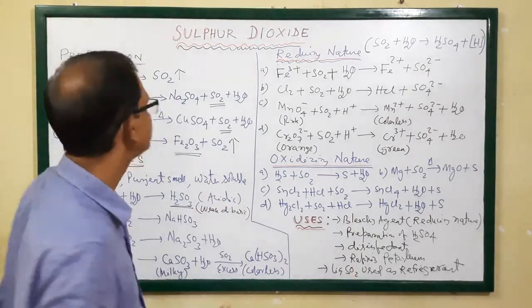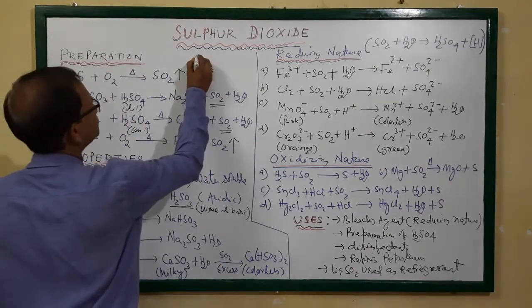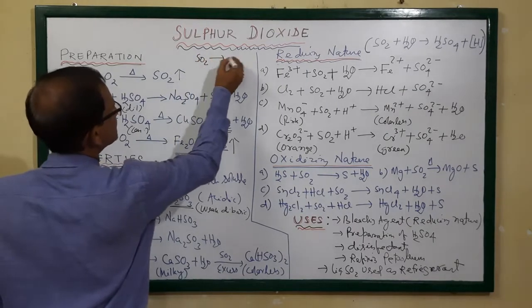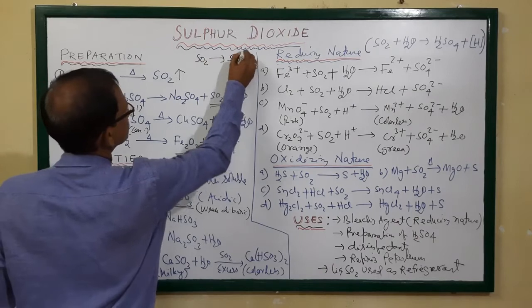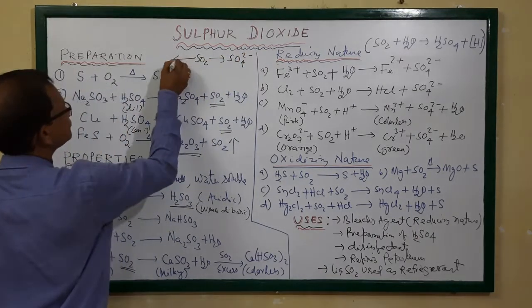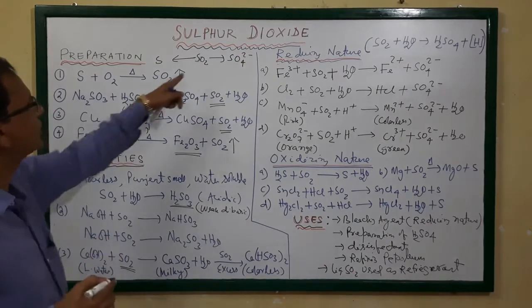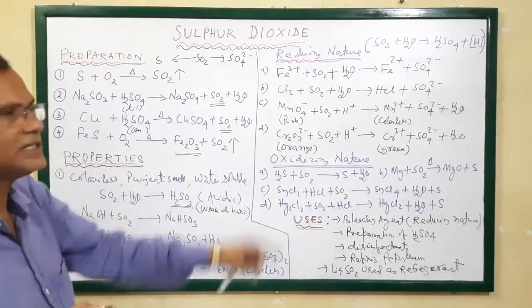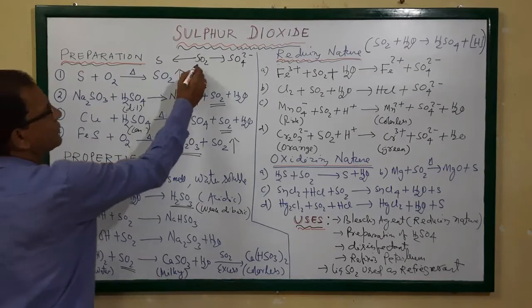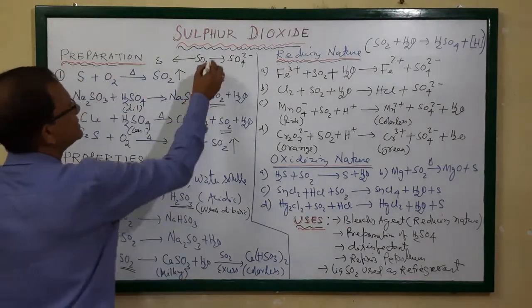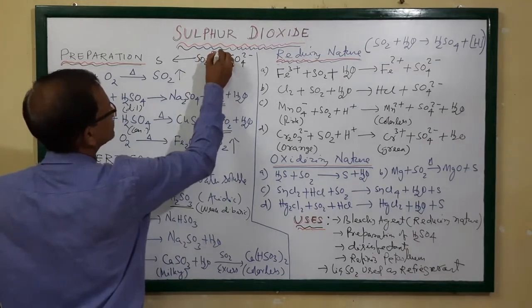Sulfur dioxide acts as an oxidizing agent and also a reducing agent. Sulfur dioxide acts as both oxidizing agent and reducing agent. Here, when sulfur dioxide is converted to sulfate ion, then it is oxidized. This is reducing agent character.